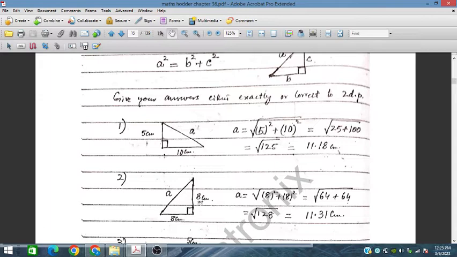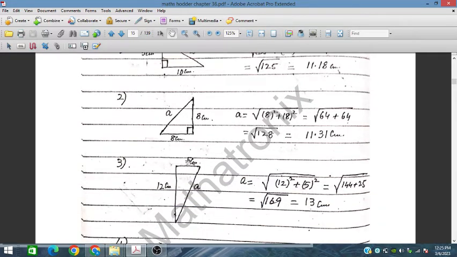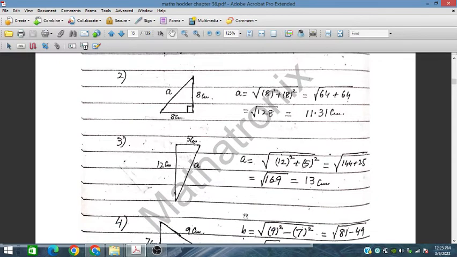Similarly for this one, 64 and 120 give 11.31 centimeters. Similarly for this one, this is 5 centimeters, 12 centimeters squared. This is 169, that gives 13 centimeters. So this length is 13 centimeters.